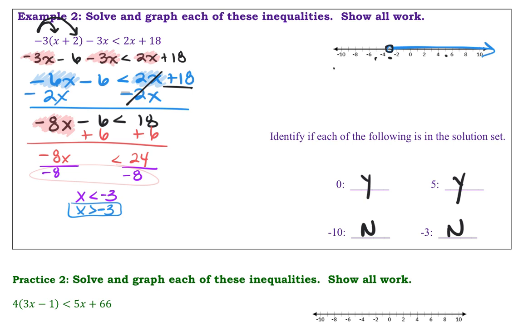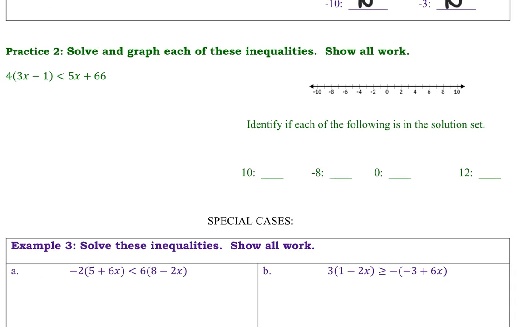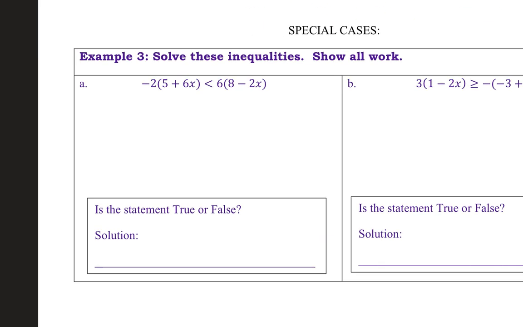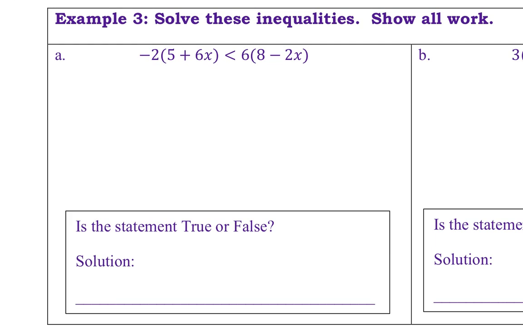All right, I'm going to skip down to the special cases. We've already done 3 of these. Same thing we've been doing the past couple of days, but let me go into the special cases. So let's solve them the way we normally would, right? Let's distribute first. So -2 times 5 is -10. -2 times 6 is -12x. Bring down the sign.